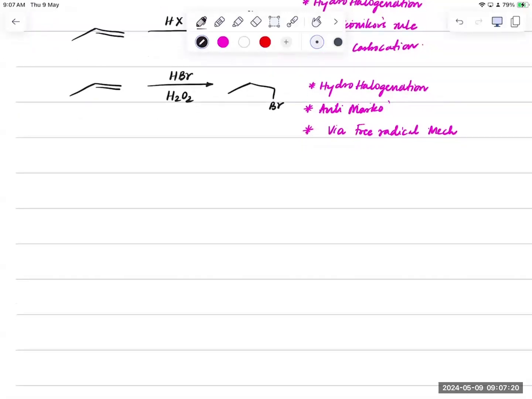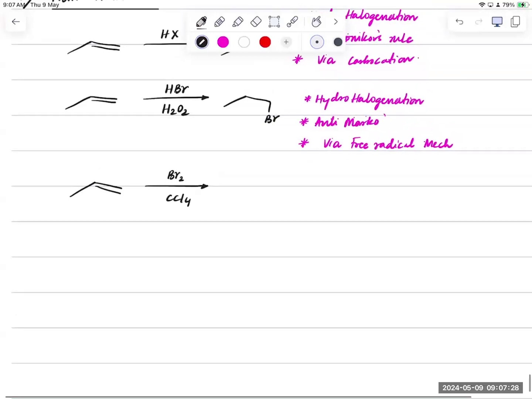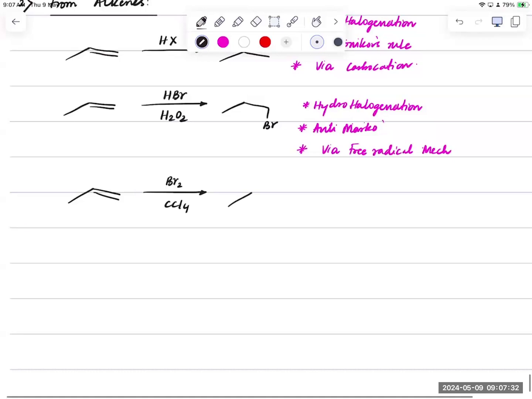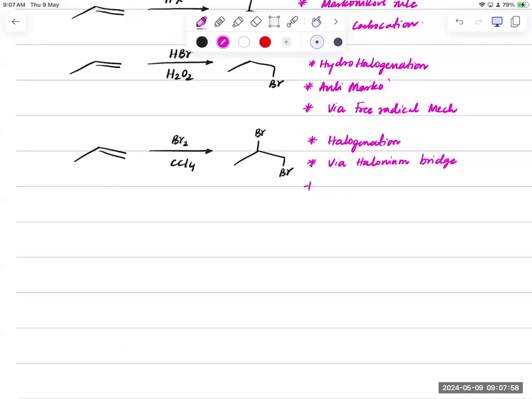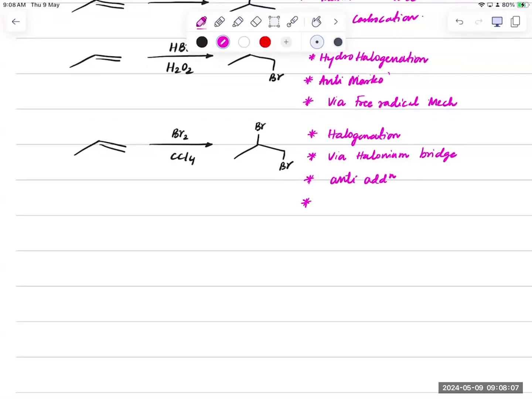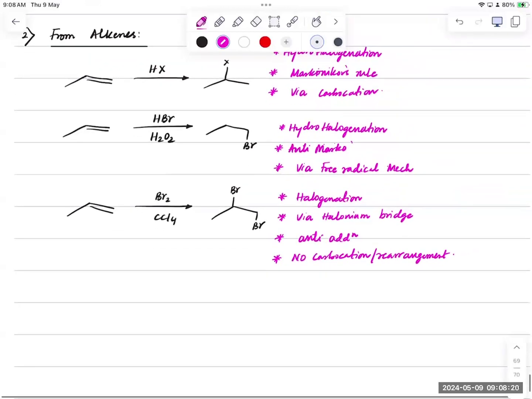Okay. Next reaction is when you have Br2 in CCl4. If you have Br2 in CCl4, we will get Br here and Br here. Correct? So this is a halogenation reaction. It will happen via a halonium bridge. Because first the bromine bridge is formed, then it will go for an anti-addition. No carbocation is formed, no carbocation or rearrangement is observed in this. Correct? So this is about getting bromine added.